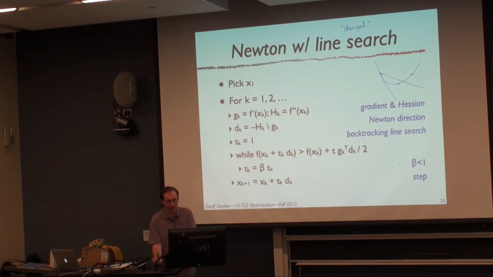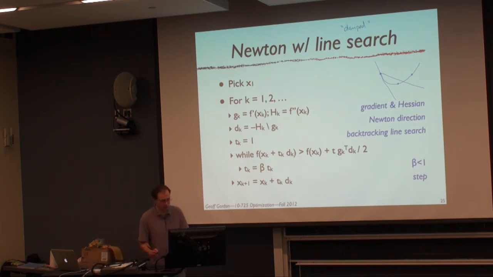And then once we've figured out a step size t that gets a sufficient decrease, we just take that step and we repeat. All right? So that's the Newton method with line search, and that works because we've proven that Newton's method is a steepest descent method for strictly convex functions. Okay?